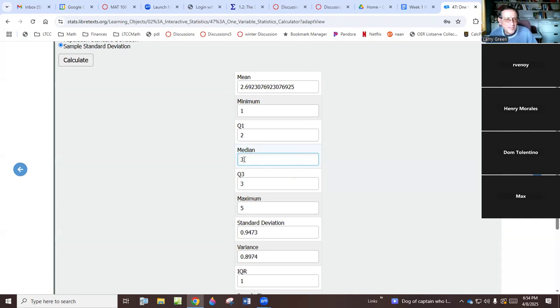Okay, let me tell you something about median. If you had 13 responses, there really is one right in the middle. It's like the 7th one. So let me tell you about mean versus median. This is very important. Mean and median are both important, and they're important for different applications.